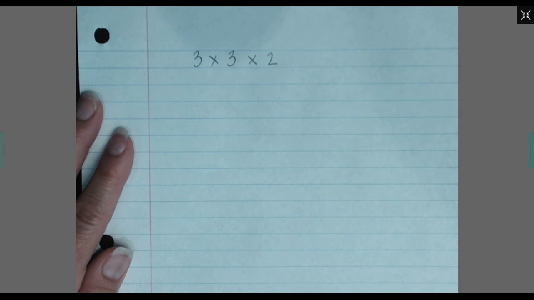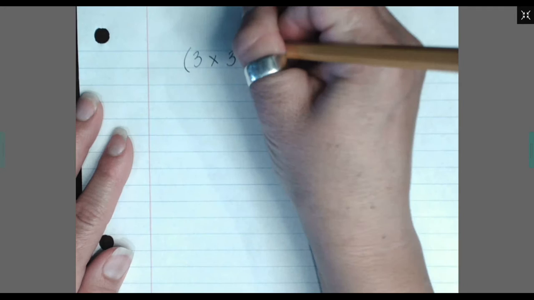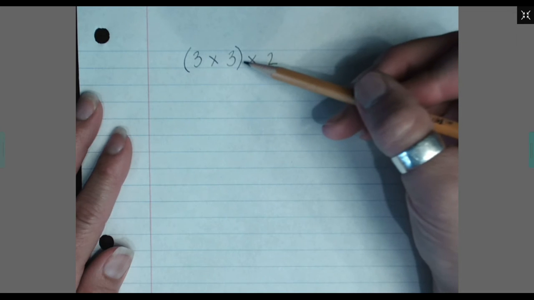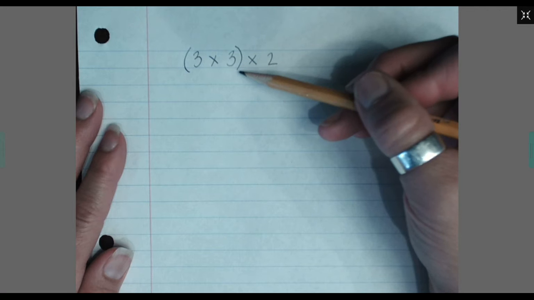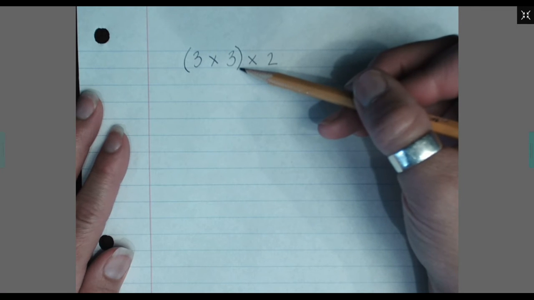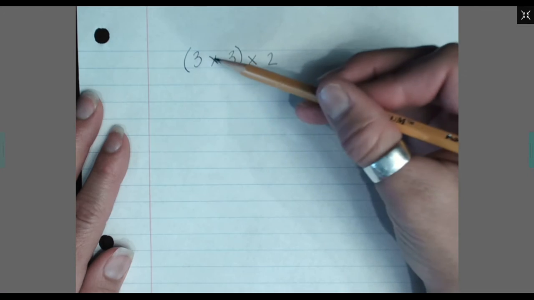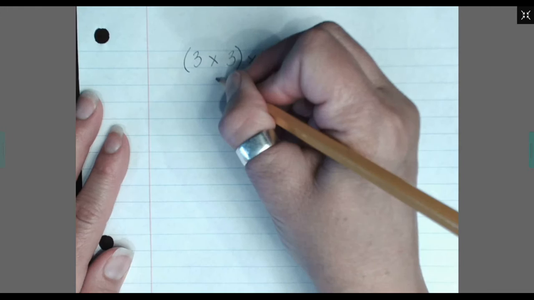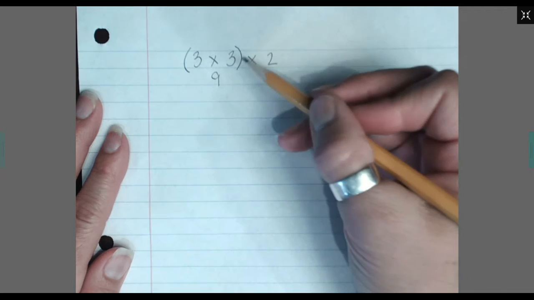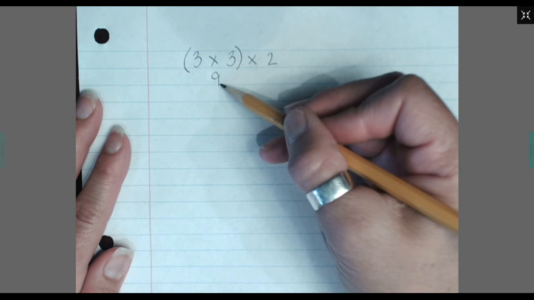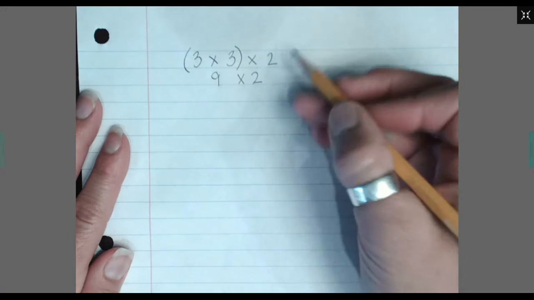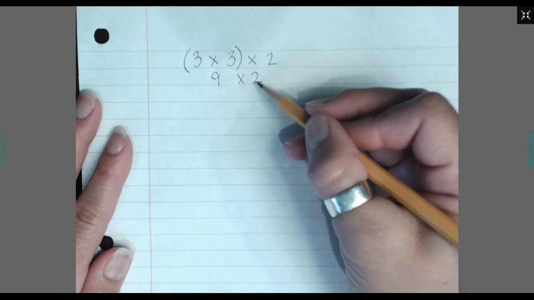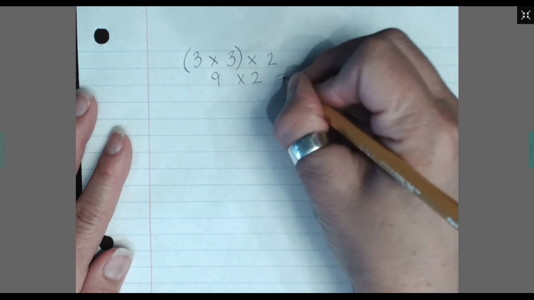So starting off, let's multiply 3 times 3 first. I like to put parentheses around what I'm going to multiply first. That's just a good visual of that. That's what I'm going to start with. So 3 times 3, which is 9. And I always write down what I solved underneath it. And I still have to multiply that by 2. So I'm going to write times 2. So now I can multiply 9 times 2, which is 18.